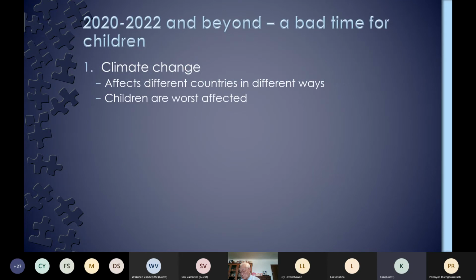So I want to address that more broadly and just think firstly about the background issues that are going on. One of the obvious ones is climate change. It's a big issue here in Australia. For sure, we are facing it head on, although our politicians have not yet realised that. But it affects different countries in different ways. I would argue that in most parts of the world, it's actually children who are worst affected, because it's their futures which are at stake.